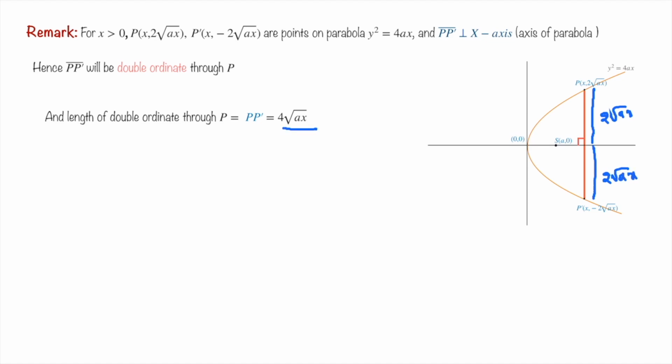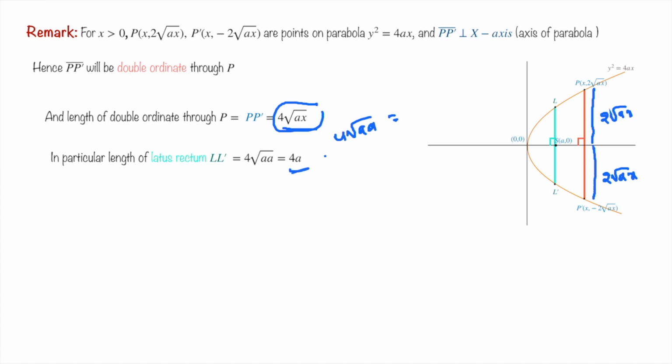In particular, if you are interested in length of the latus rectum, what is the latus rectum? Double ordinate passing through focus, right? So this L L dash going to be latus rectum. This length of the latus rectum going to be 4a, because here we have to take x equal to a, right? So if I take x equal to a, here what you get? 4 root a times a, that is 4a. Okay, the length of the latus rectum is going to be 4a.